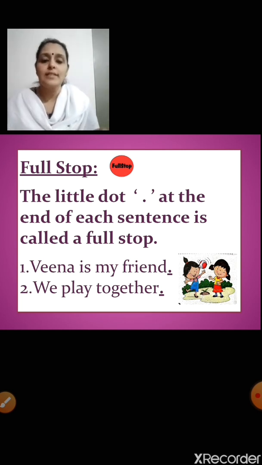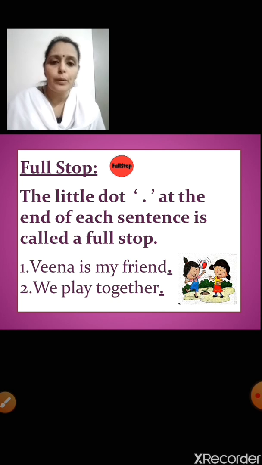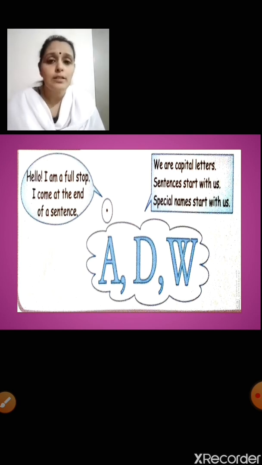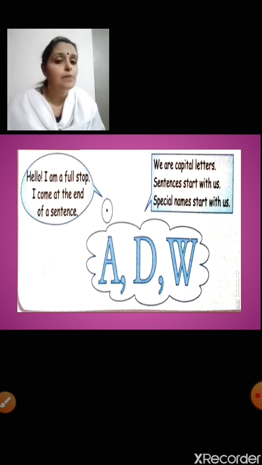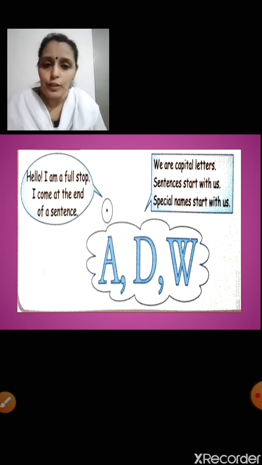Right, children? So when a sentence is complete, when we have reached the end of a sentence, we put a full stop there so that we come to know the sentence is complete. So full stop is a little dot at the end of each sentence. Okay? The punctuations that we have learned till now is we always begin the sentence with a capital letter, and all the special names are written in capital, start with capital letter, and at the end of the sentence we always put a full stop. Okay?